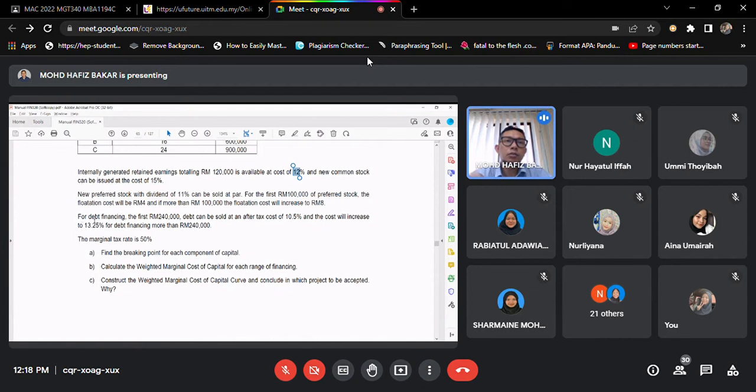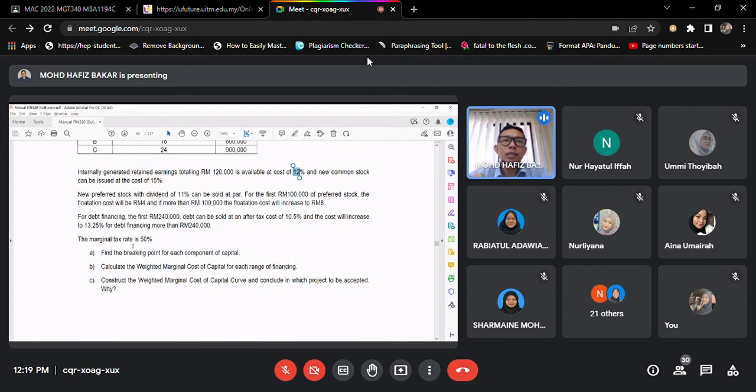For debt financing, the first 240,000 can be sold at the after-tax cost, which is Kd after tax, the cost of issuing bond after tax. They provide the cost value, so no need to calculate. It is 10.5%, and if the financing is more than 240,000, the cost will be 13.25%. So you just need to arrange it in a table. No need to calculate because it is already given in the question.